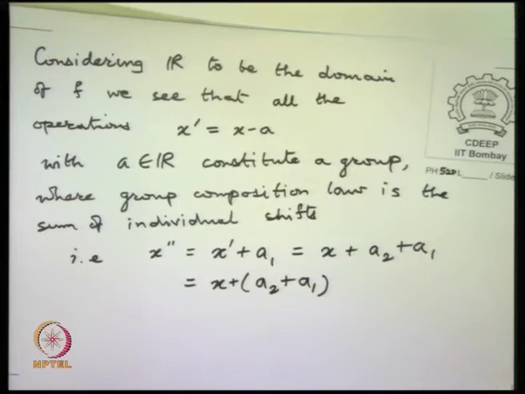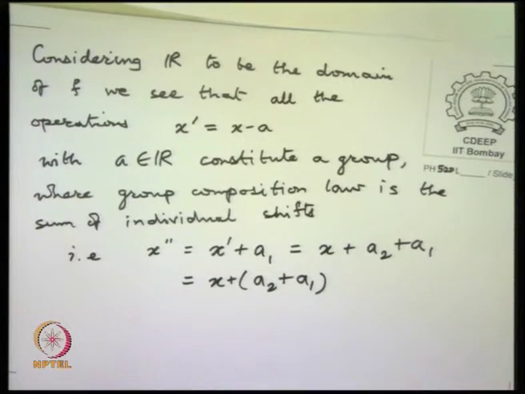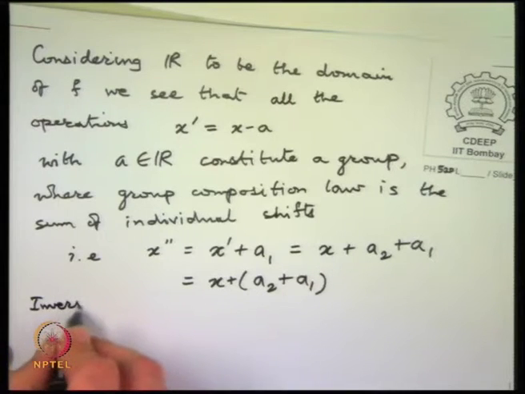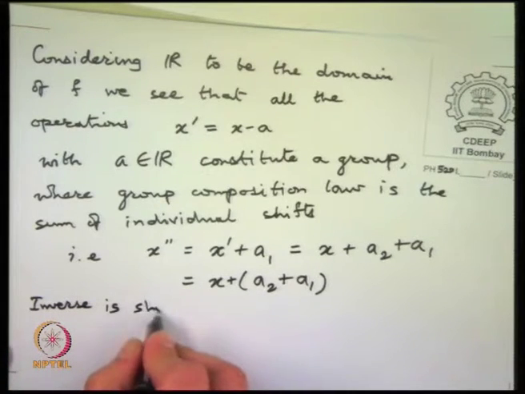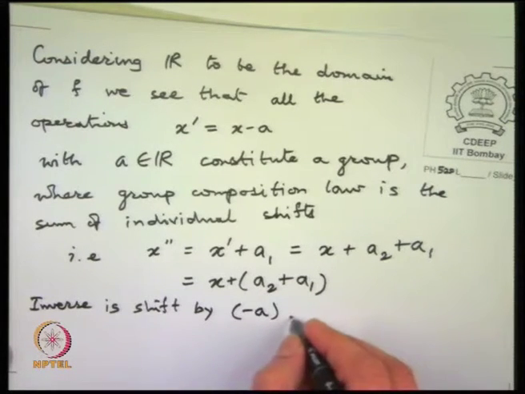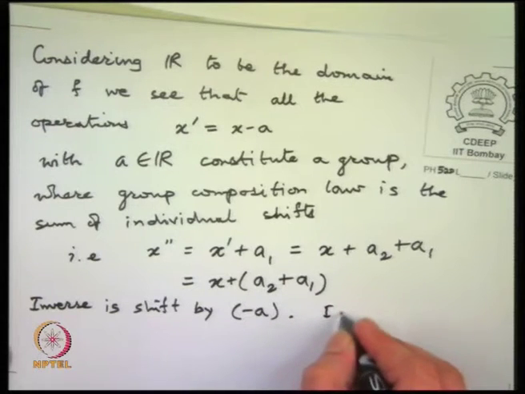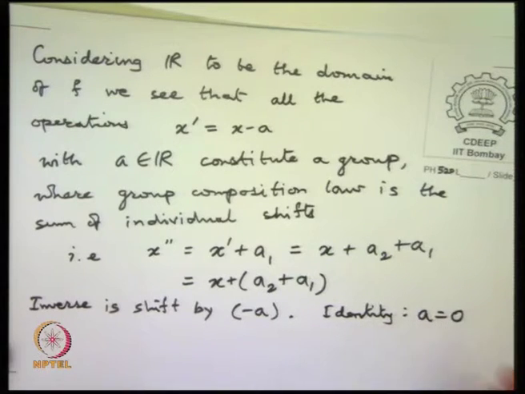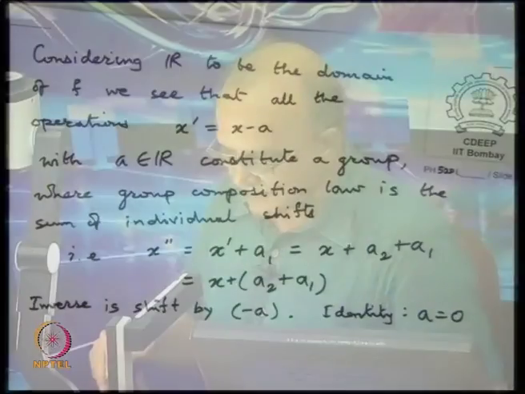So this is just ordinary addition on the real numbers, and subtraction. So the inverse is shift by minus a. And identity is no shift. So this forms a group, and we want representations of this group on the space of functions.